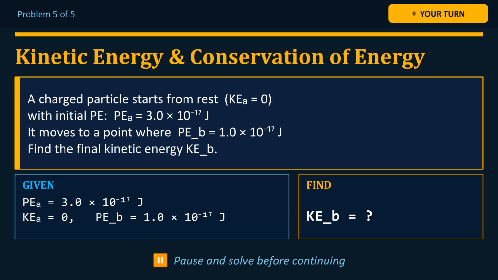Here is the fifth and final problem, which is an opportunity for you to practice. A charged particle starts from rest with an initial potential energy of 3.0 times 10 to the power of negative 17 joules. It moves to a point where the potential energy is 1.0 times 10 to the power of negative 17 joules. Find the final kinetic energy. Pause the video and try to solve this problem now.